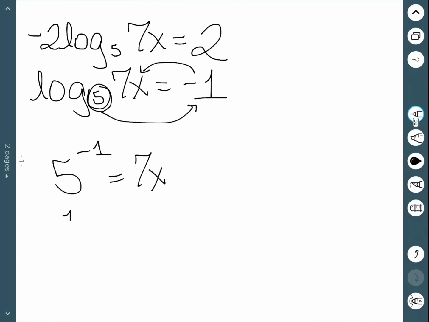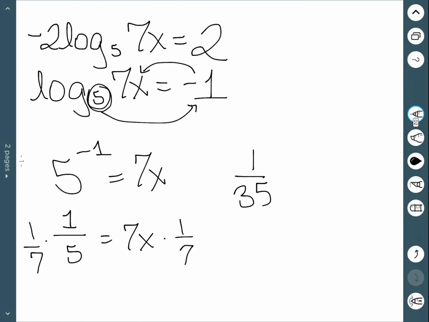Well, 5 to the negative 1 power is just 1 over 5. And then I can divide both sides by 7 or multiply by 1 over 7. On the left, I now have 1 over 35, and on the right, I have x. So now we have our answer.